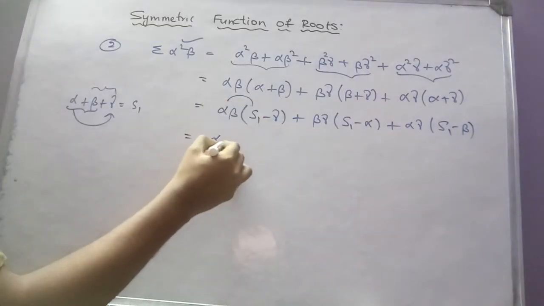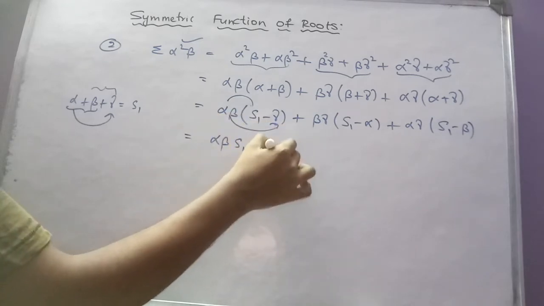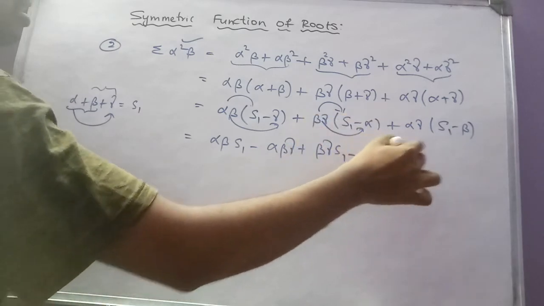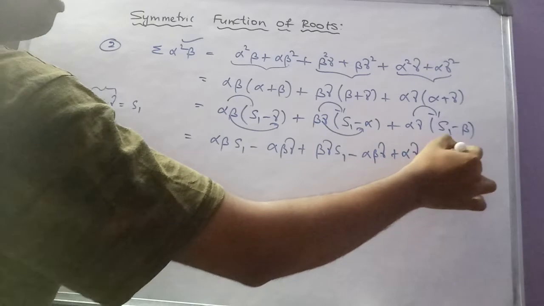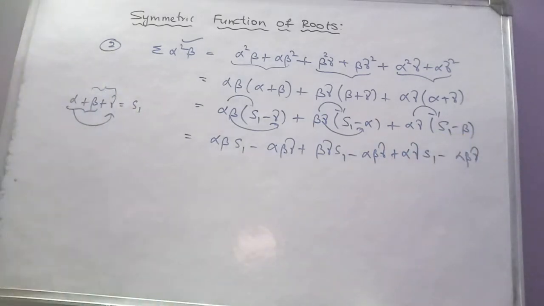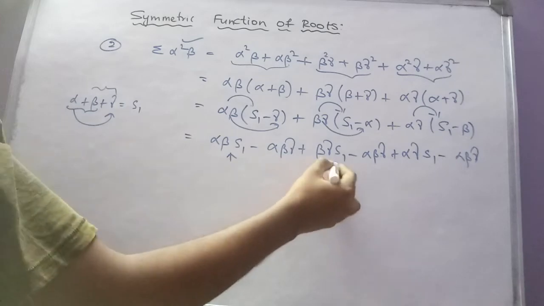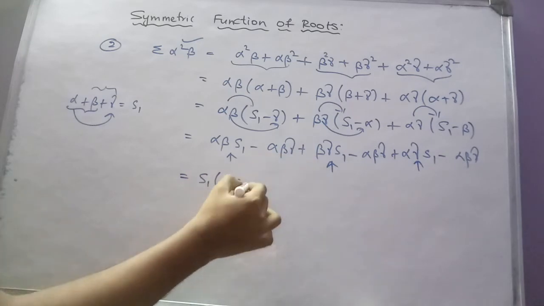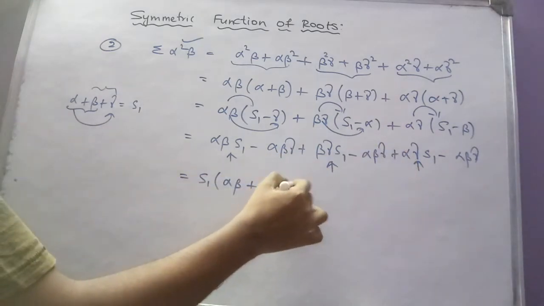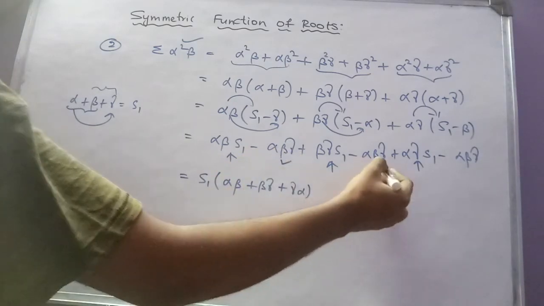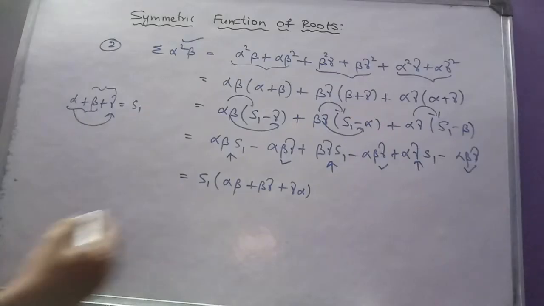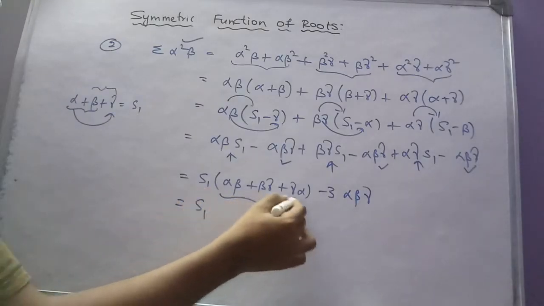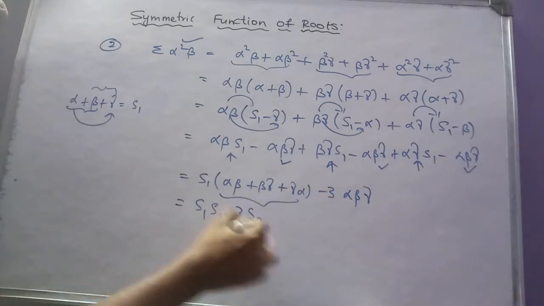Let us expand this. Now if you expand, what happens? Alpha beta S1 minus alpha beta gamma. Beta gamma S1 minus alpha beta gamma. Alpha gamma S1 minus alpha beta gamma. So then in these three terms we can take S1 common, right? So what do we get? Alpha beta plus beta gamma plus gamma alpha. And minus alpha beta gamma minus alpha beta gamma minus alpha beta gamma is minus 3 alpha beta gamma. So finally this is nothing but S1 S2 minus 3 S3, right?